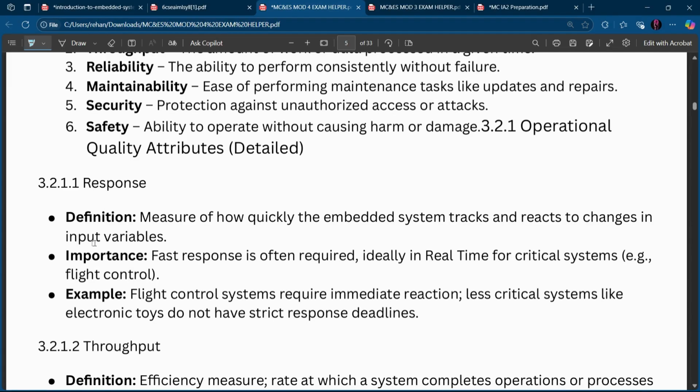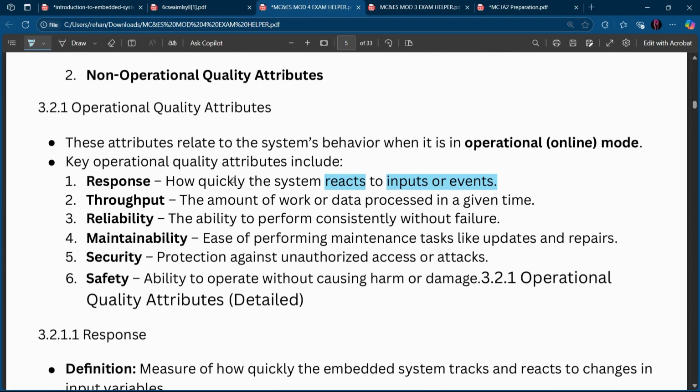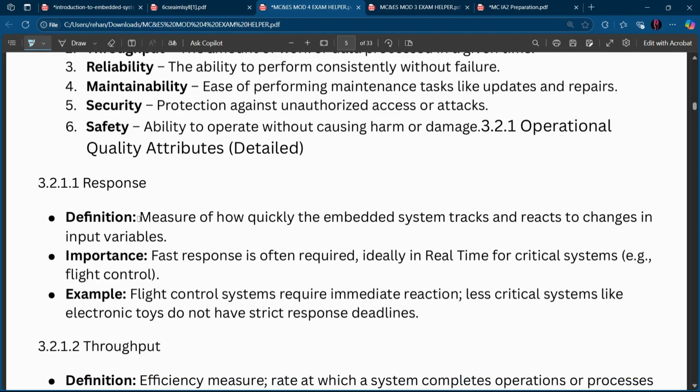So the first thing in operational quality attributes is response. A small definition: it measures how quickly the embedded system tracks and reacts to changes in the input variable or in the environment. Importance: fast response is often required, ideal in real time. You just have to remember the car crash thing. It's very easy for you. You can write the same thing in the example part.